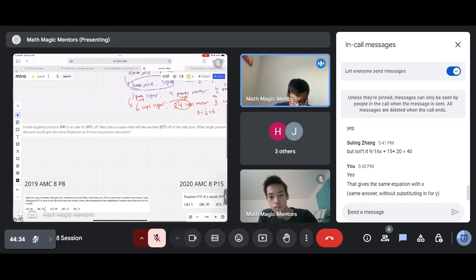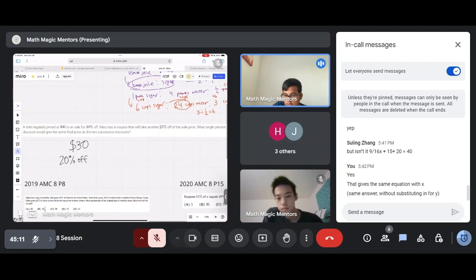A shirt regularly priced at $30 is on sale for 20% off, right? So if I have it on for 20% off, how much money do I actually need to pay? I have a shirt that's $30, and it's on sale for 20% off, right? So how much money do I have to pay after the 20% off?